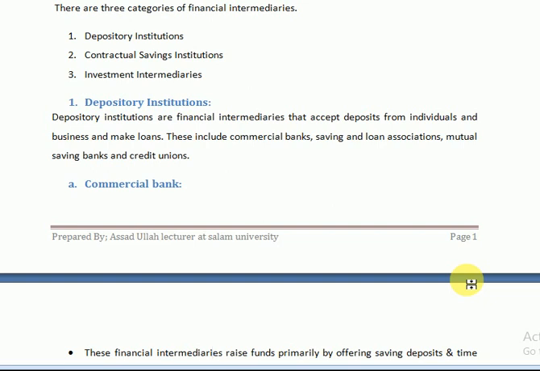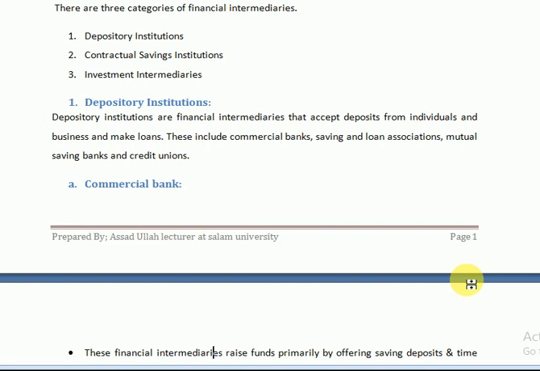When they accept those deposits, they do not keep that money with themselves. Further, they channelize that money in the shape of loans to individuals or other businesses, or they invest in financial instruments, like they buy bonds, shares, commercial papers, etc. So depository institutions are those institutions which accept deposits and further channelize those deposits.